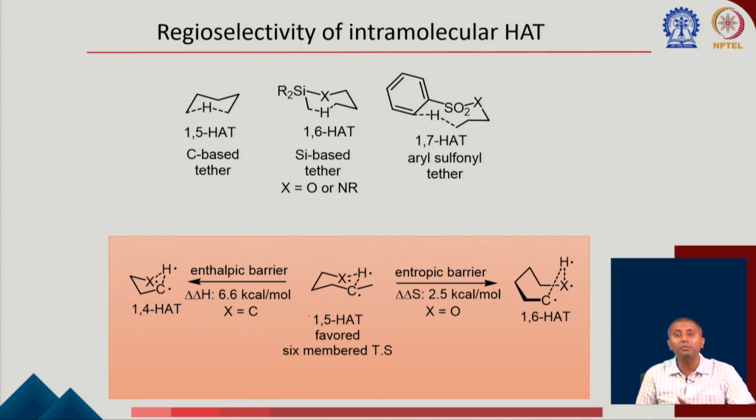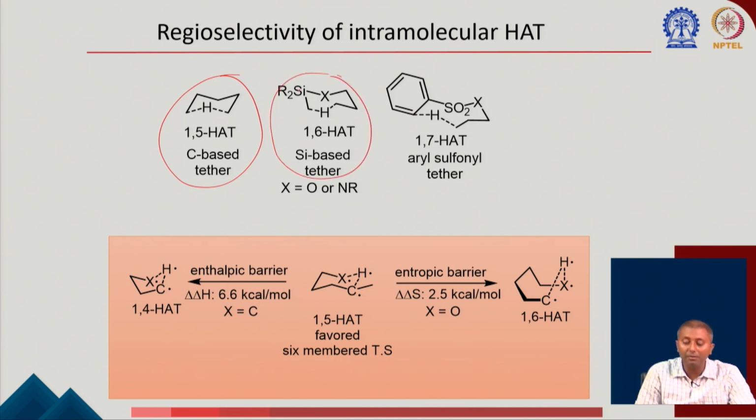So I talked about some of the fundamentals of hydrogen atom transfer. One important fact is that many times I am going to talk about intramolecular hydrogen atom transfer, and this is mostly controlled by 1,5 hydrogen atom transfer. You will see that 1,5 hydrogen atom transfer controls the major intramolecular hydrogen atom transfer, and you will see only a few cases of 1,6 where they use silicon, or this 1,7 where they use an aryl sulfonyl tether.